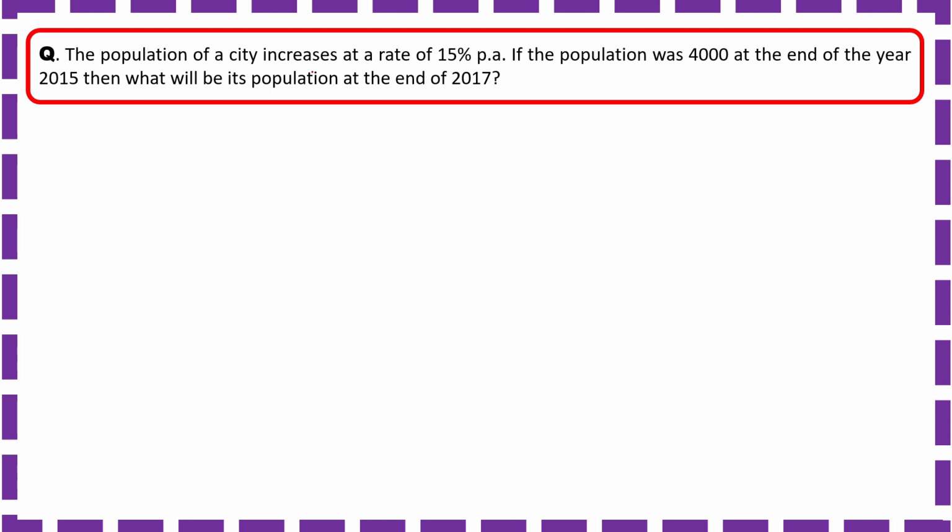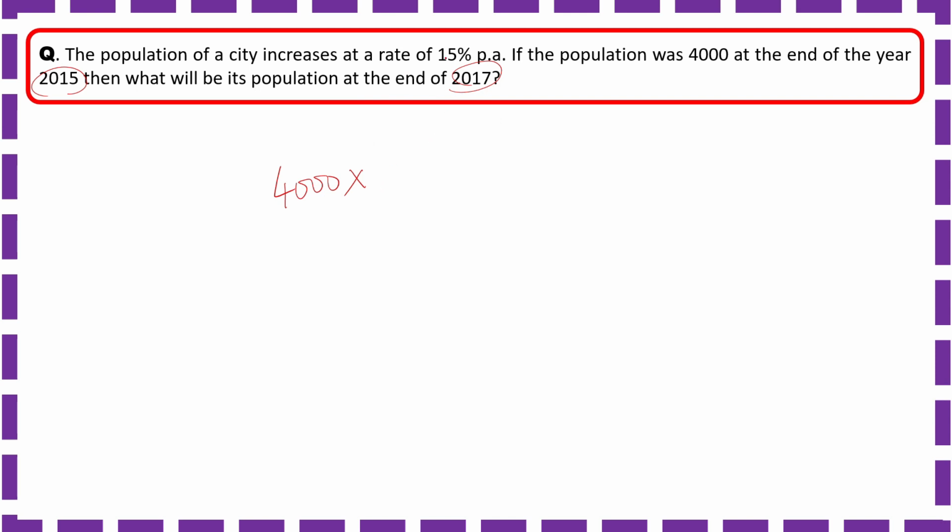The population of a city increases at a rate of 15% per annum. If the population was 4,000 at the end of 2015, then what will be its population at the end of the year 2017? So in 2015 the population is 4,000, but we must find out the population at the end of 2017. So we must find out the population after 2 years, right? That is the population of the future.